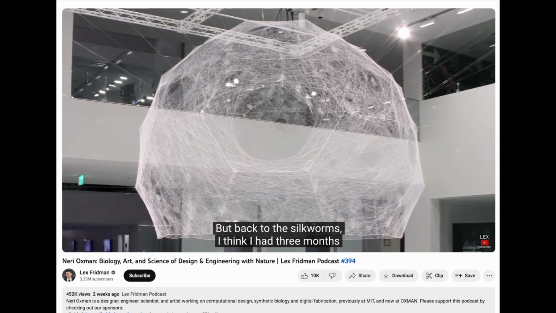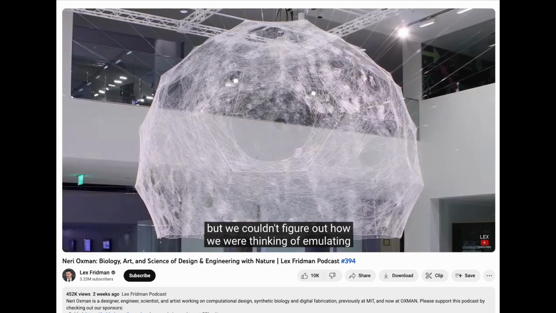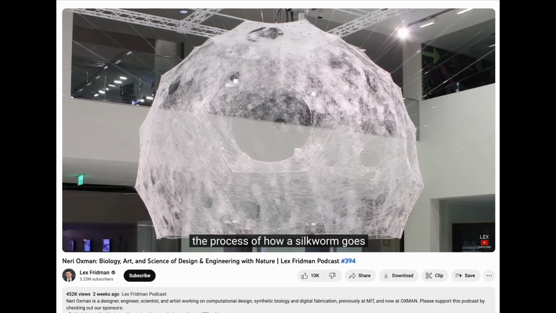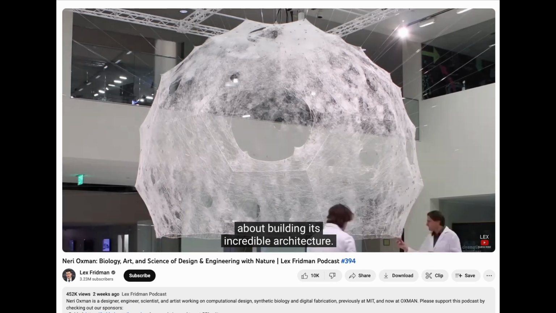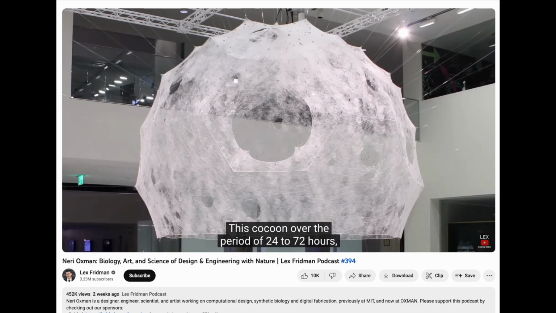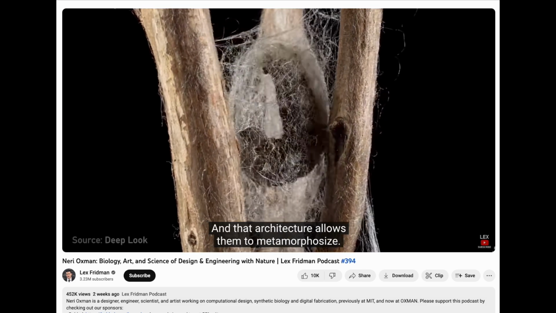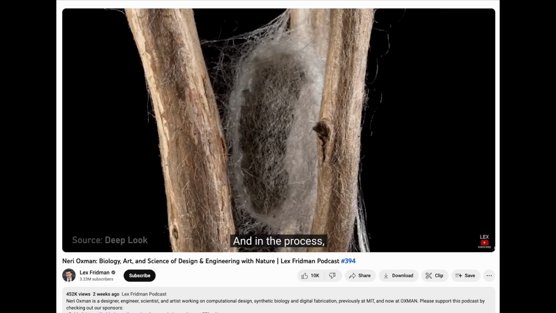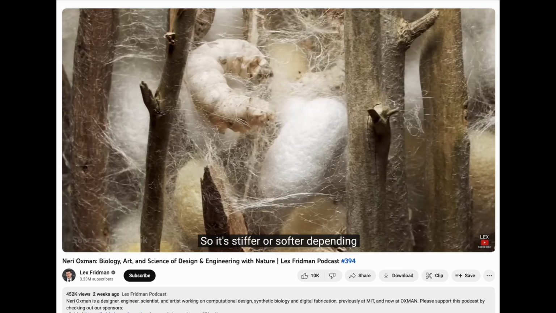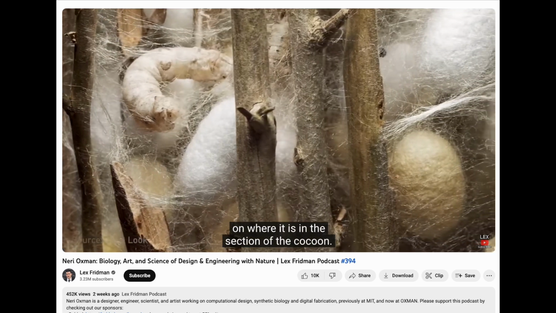I think I had 3 months to build this incredible pavilion, but we couldn't figure out how. We were thinking of emulating the process of how a silkworm goes about building its incredible architecture, this cocoon, over the period of 24 to 72 hours. That architecture allows them to metamorphosize. And in the process, they vary the properties of that silk thread, so it's stiffer or softer depending on where it is in the section of the cocoon.